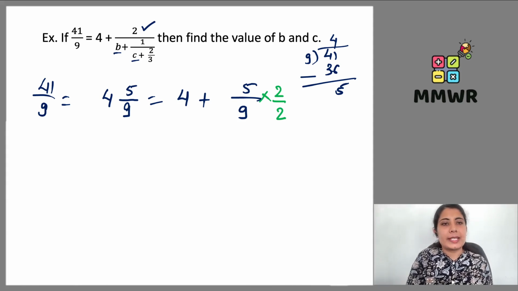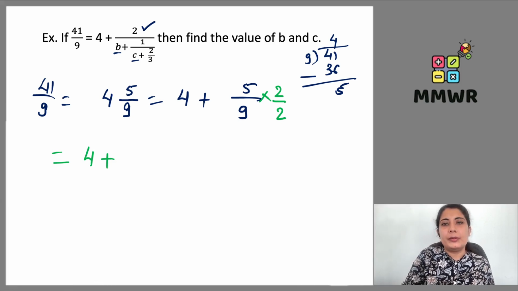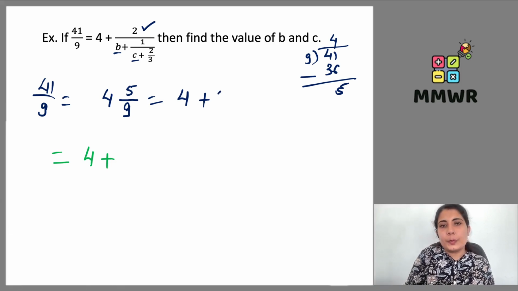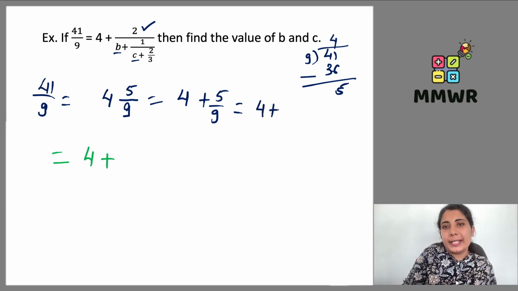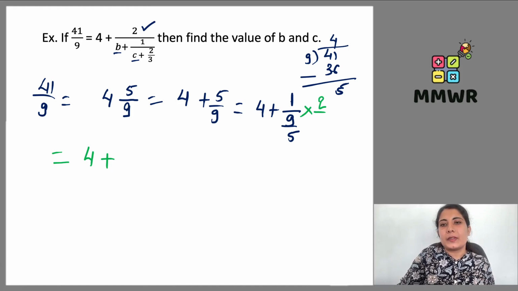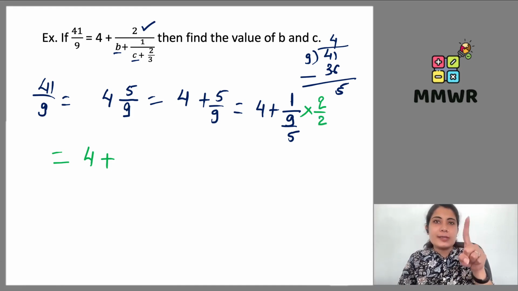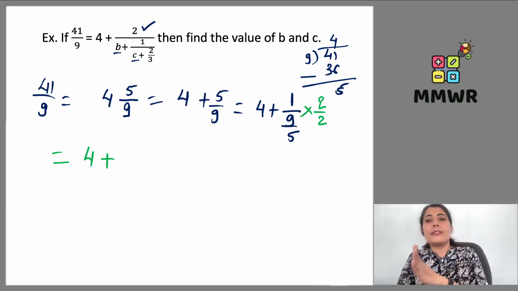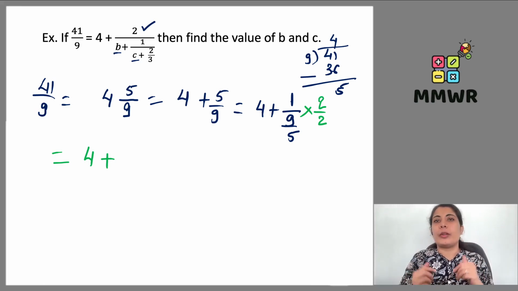Right? Yes. Now 4 plus... Let me do one step more. First we will have this 4 plus 5 upon 9, and then in the next step I will write 5 upon 9 as 1 upon 9 upon 5, so that you will understand it in a better way. Now the target is to multiply by 2 in the numerator as well as in the denominator. The numerator is 1 multiplied by 2. The denominator is 9 upon 5. 9 upon 5 multiplied by 2 will give us 18 upon 5.